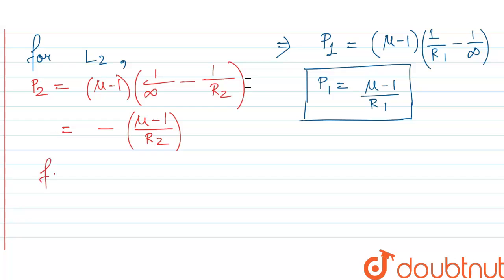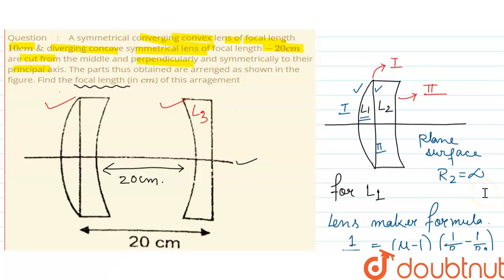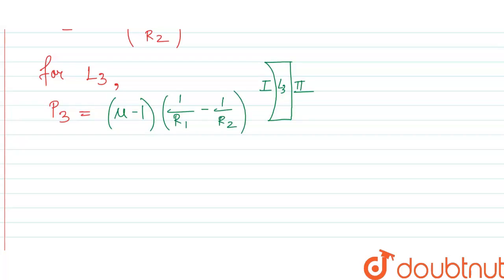Okay. Now for L3, the power will be P3. So again we will see the diagram. This will be L3. So we will draw L3 again. L3 will be like this. This is face 1 and this is face 2. So for P3, again we have to apply the lens maker formula, (mu minus 1)(1 by R1 minus 1 by R2), where R1 is the radius of curvature of the first surface and R2 is the radius of curvature for the second surface.